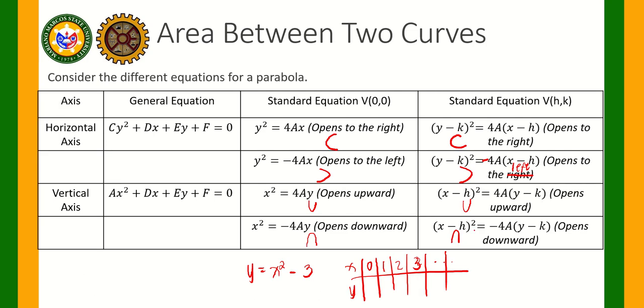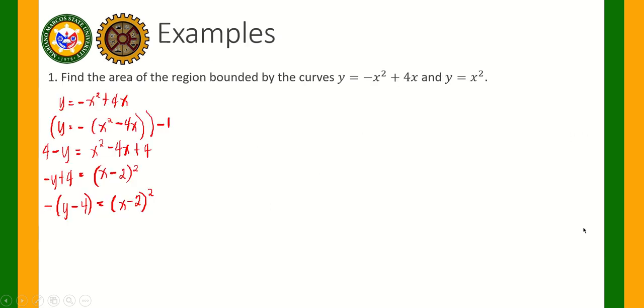So, yung format na tinake niya is ito, opens downward. Okay, so it opens downward. It takes this format. Si standard equation na to. So, our parabola opens downward. And yung vertex niya is 2 and 4. Vertex niya na hk is equal to, anong h natin? That is 2. Tapos k natin is 4.